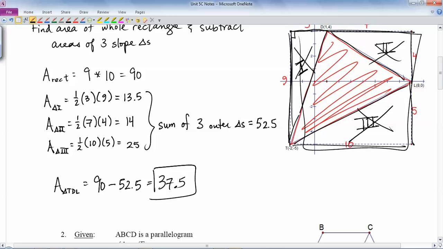Okay. So let's take a look at number 2. That's just kind of a side idea, and it shows you how the slope triangles can be used for other stuff besides just slope or length. Now we can use it for area too.